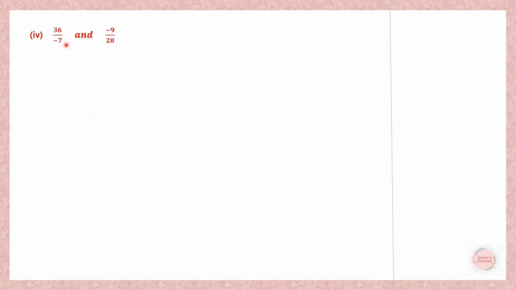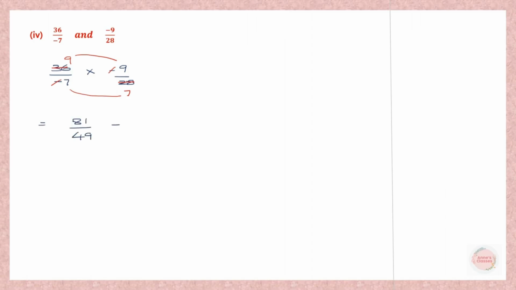Question 4, we have to multiply 36 by minus 7 and minus 9 by 28. So let's write that: 36 by minus 7 into minus 9 by 28. Now we can cancel the minus sign, one in the numerator, one in the denominator. And is there anything else that we can cancel? We can cancel 36 and 28 both by 4. 4 sevens are 28 and 4 nines are 36. Now multiply the numerators and the denominators. 9 nines are 81 and in the denominator we have 7 sevens are 49.